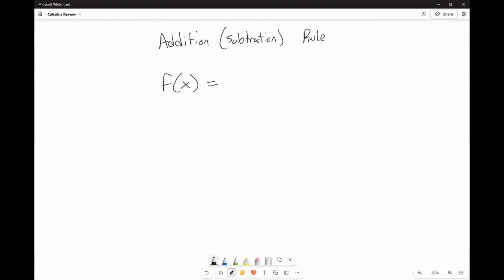So let's say we have some function f of x, and it's equal to some smaller function g of x plus, or it could be minus, some other smaller function h of x. So these are just other functions. I'm using different letters to represent the fact that they're different functions. Then the derivative of f with respect to x is equal to the derivative of g with respect to x plus or minus, whatever that happens to be, the derivative of h of x with respect to x.